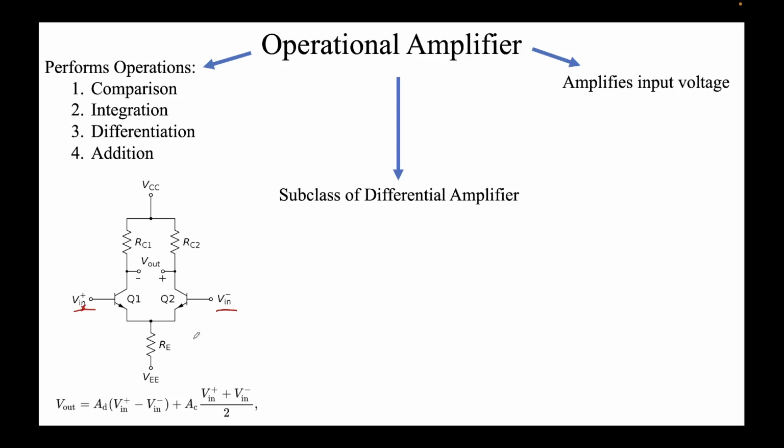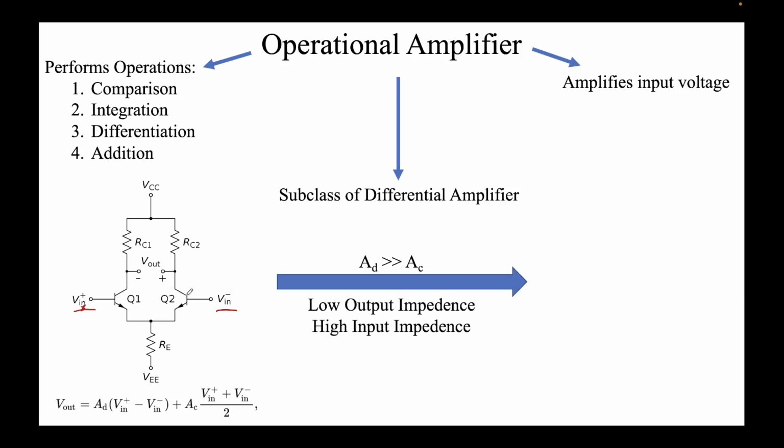Now this is a differential amplifier. So how do we convert this differential amplifier into an operational amplifier? If a differential amplifier satisfies these conditions, that AD is much greater than AC, meaning your differential gain is very high, we can ignore the common mode term. This is called common mode gain, so we ignore AC. We say this term goes to 0. Along with some other things like low output impedance and high input impedance, you get an operational amplifier. This is what is inside an operational amplifier, and this is the diagram which you are familiar with.